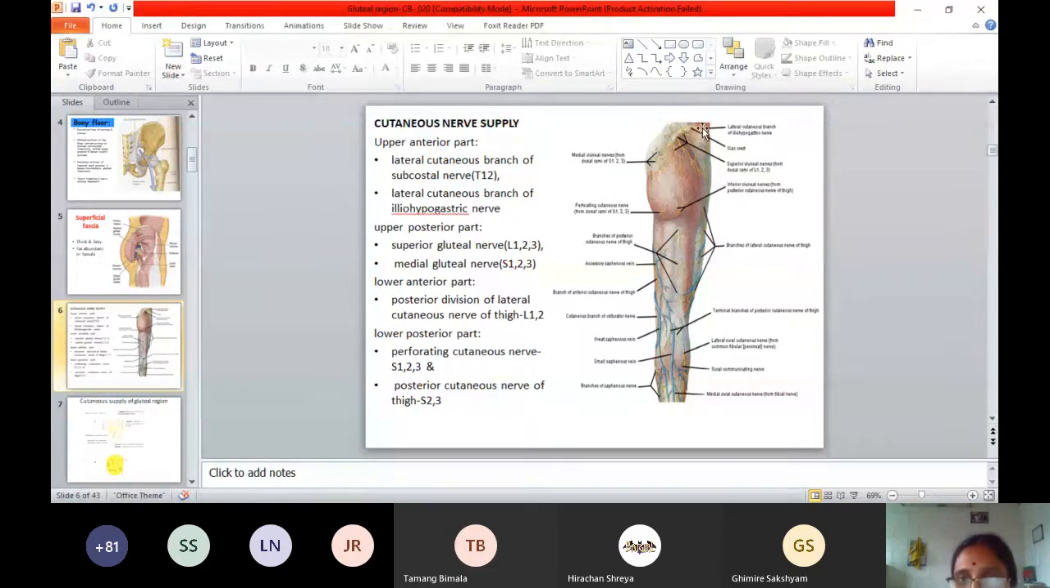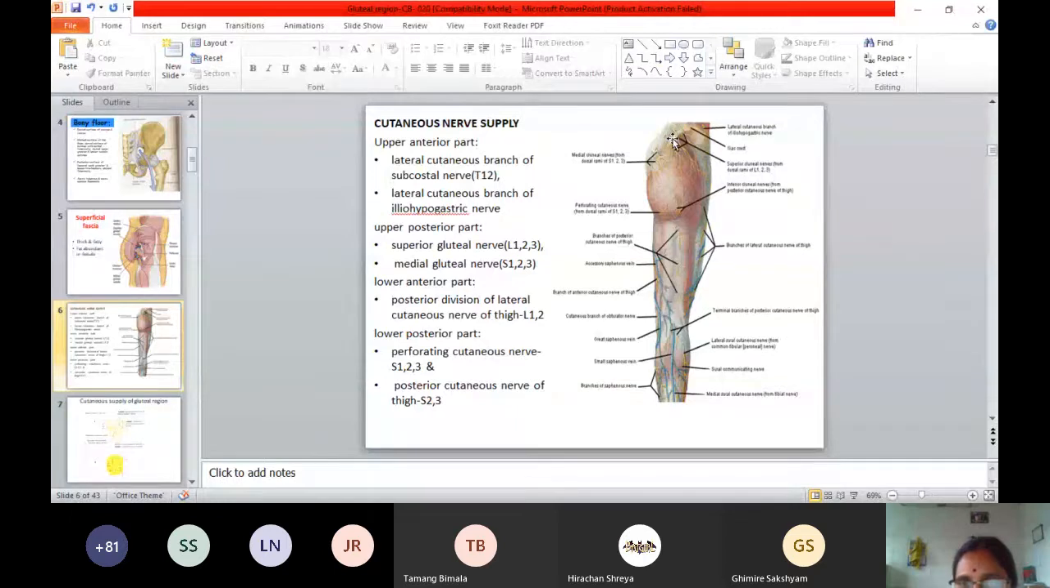The upper and anterior part is innervated by 2 nerves. That is the lateral cutaneous branch of iliohypogastric nerve. Another branch is not shown in this picture: lateral cutaneous branch of subcostal nerve. Okay, and the upper posterior part, it is very easy to remember.